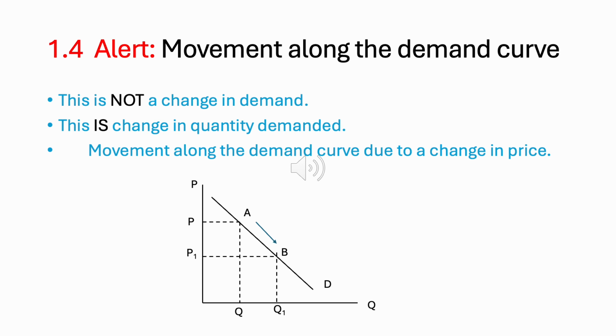Change in quantity demanded has one factor that makes that happen, which is a change in the price. When there's a change in demand, there are a bunch of non-price determinants which you need to know. So just make sure that you understand that change in quantity demanded is movement along the demand curve due to a change in the price. Change in demand is a shift of the demand curve either to the right or to the left due to non-price determinants.